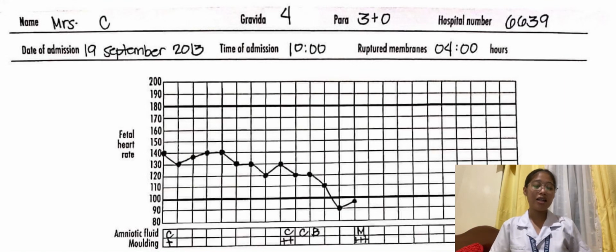Good day, ma'am. I am Abigail Agcaoili, and today I will be presenting to you the Partogram that you have given to us. But first, let me present to you the patient's data so that we can at least introduce the patient's background.